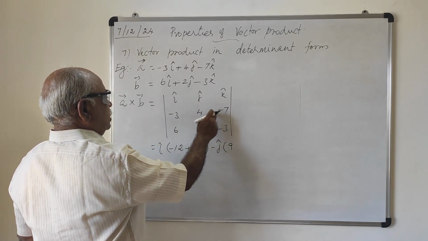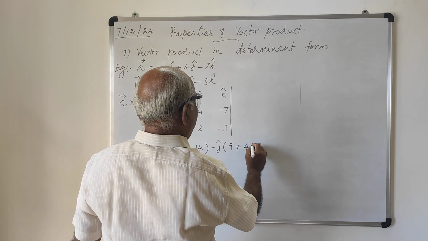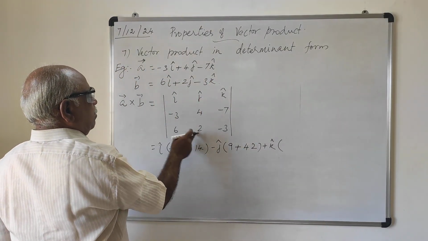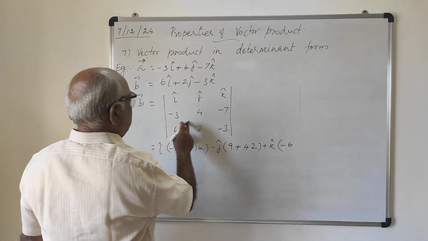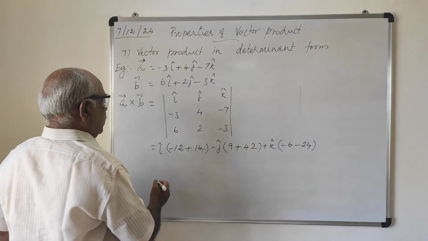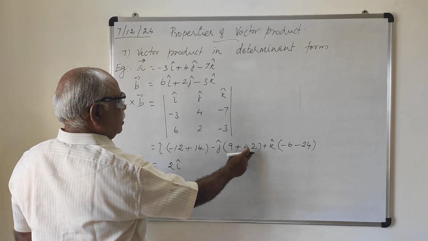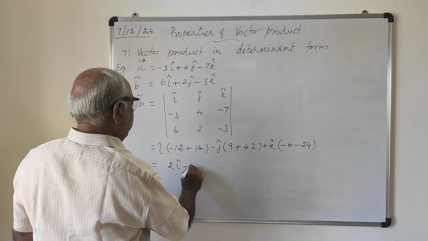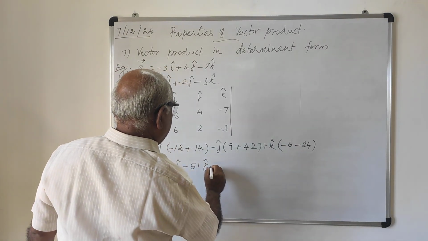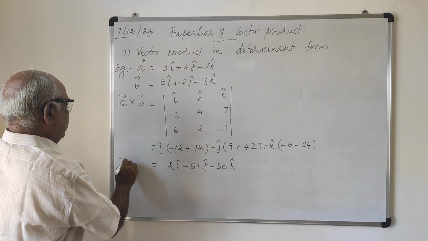And 6 into 7 minus 42, minus of minus plus 42. Plus k vector into minus 6 and minus 24. 6 4s are 24. This is 14 minus 12, 2i. This is 42 plus 9, 51, minus 51j. 24 minus 24 minus is minus 30k. So this is A cross B.